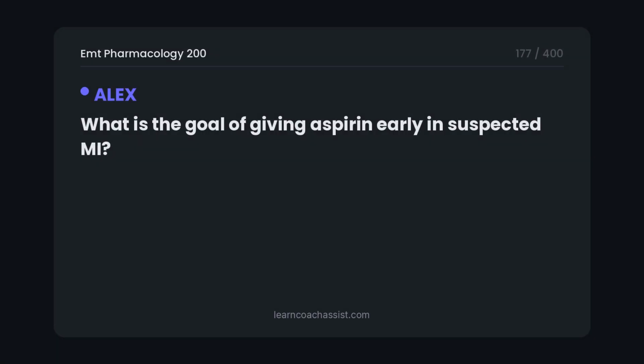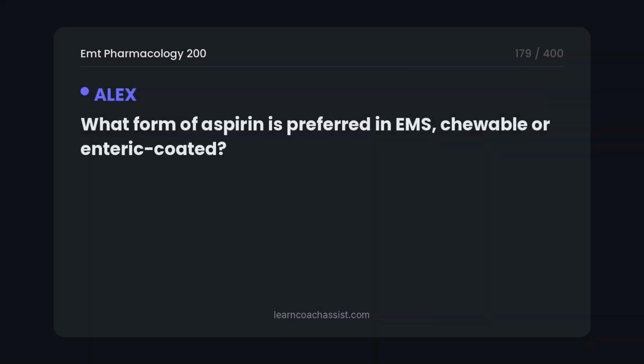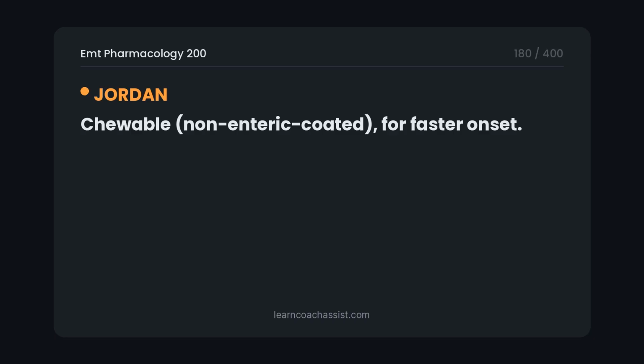What is the goal of giving aspirin early in suspected MI? To reduce mortality by limiting clot formation/propagation in coronary arteries. What form of aspirin is preferred in EMS, chewable or enteric coated? Chewable, non-enteric coated, for faster onset.